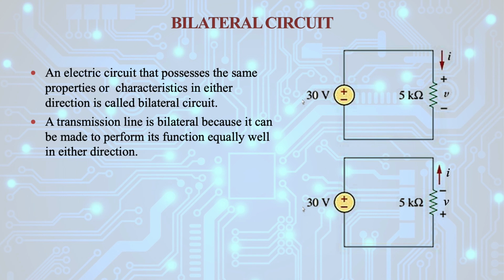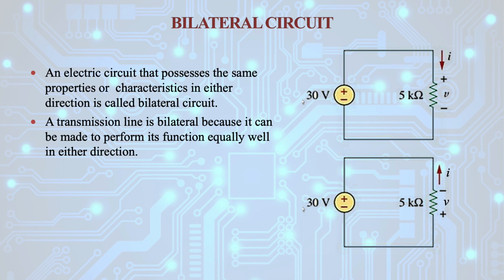So here you can see in the diagram there is a 5 kilo ohm resistance connected across the 30 volt source. You can see the polarity also. So what will be the current flowing through this circuit? That is 30 divided by 5, that means 6 milliampere current will flow through the 5 kilo ohm resistance. Now if you change the polarity of the voltage source, that means now the polarity will be minus to plus. So what will be the difference? Only the direction of the current will change. That means current will start to flow from the lower side to the upper side, but the value of the current will be the same. So you can say this is a bilateral circuit.